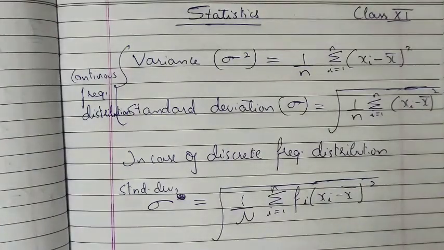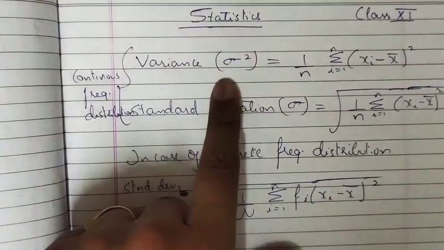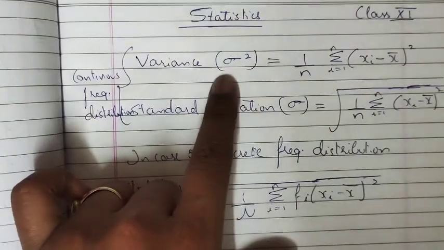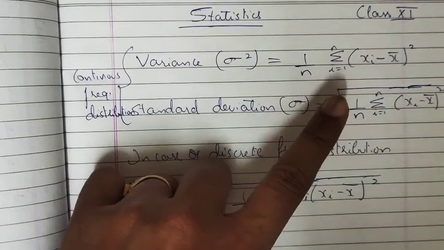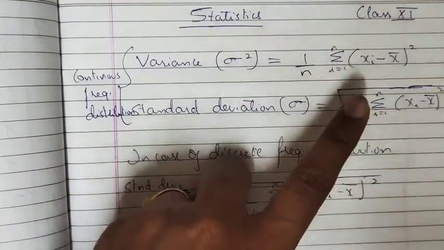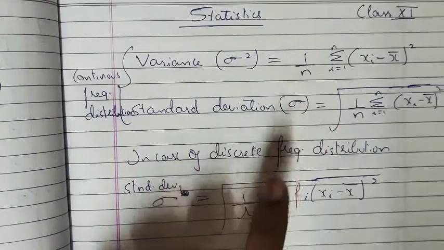In this video, let us talk about statistics. Next topic, which is variance, and which is a new topic. So variance we denote with sigma square. For a continuous frequency distribution, the variance formula is 1 upon n sigma xi minus x bar whole square, where x bar is the mean and xi is the class marks, right?